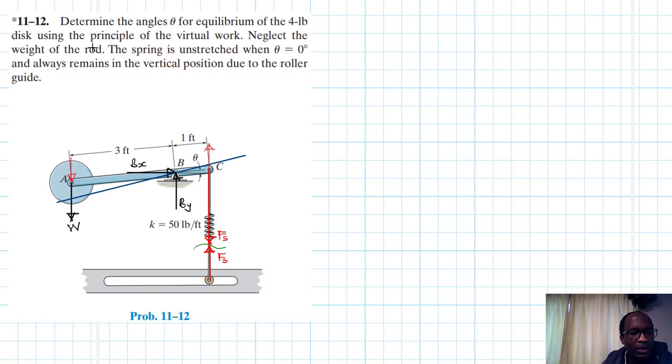So once we've done this, we are going to pick our fixed reference as B. So let B be our fixed reference.